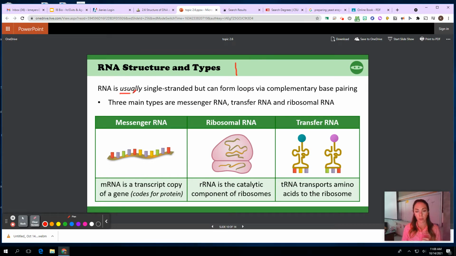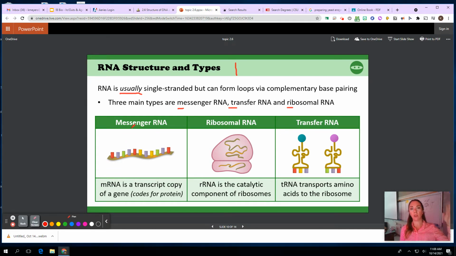The RNA is usually single-stranded. When it's forming the complementary bases, it loops, right? So it can loop around, but we're still not getting the double helix coming together, right? My 3 main types, I've got my mRNA, my tRNA, and my rRNA, right? So messenger, transfer, and ribosomal, all 3 of those. This is my messenger RNA.